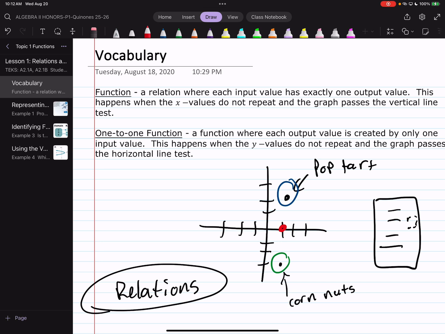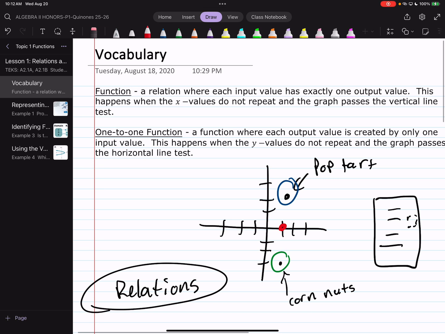I would write that down. I would underline it because that's kind of the base of algebra. We deal with functions. And how do we know something is a function? For every input, there is only 1 output.